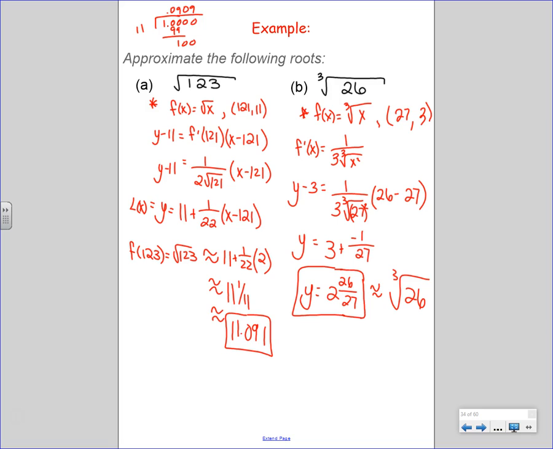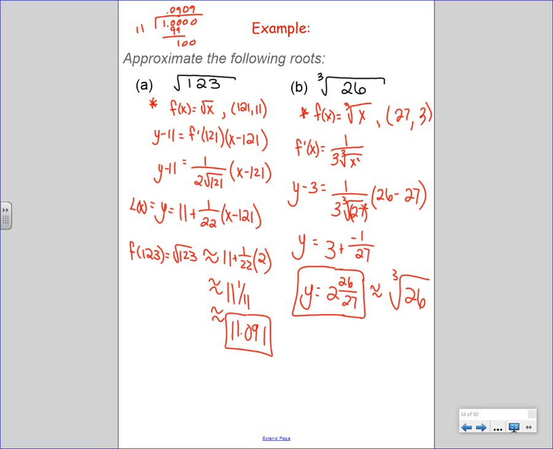I got just 1 over 9 times x. It should have been 1 over 18 times x. I forgot to square the 27. Cubed root of 27 is 3, but it was squared. So 9 times 3. Oh, I did times 3. You see that? Now, why is the x just 26?